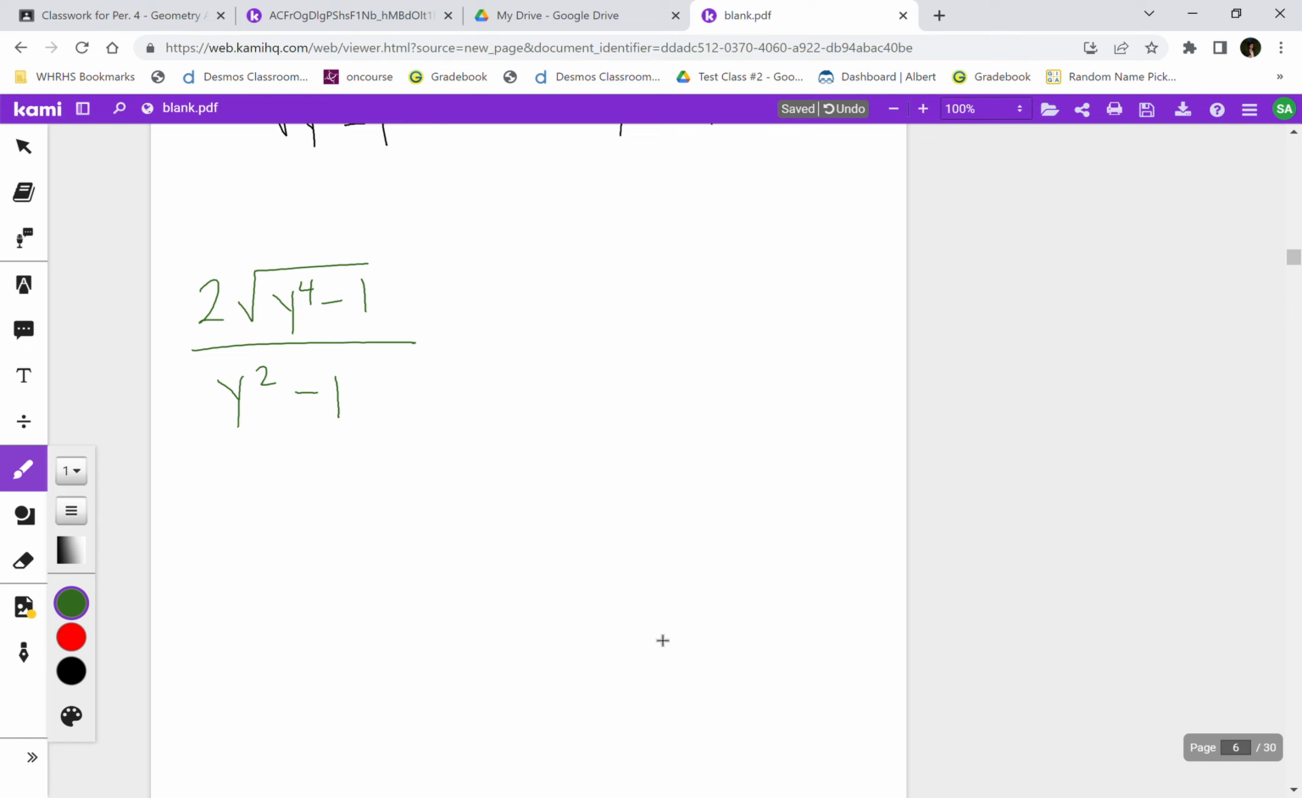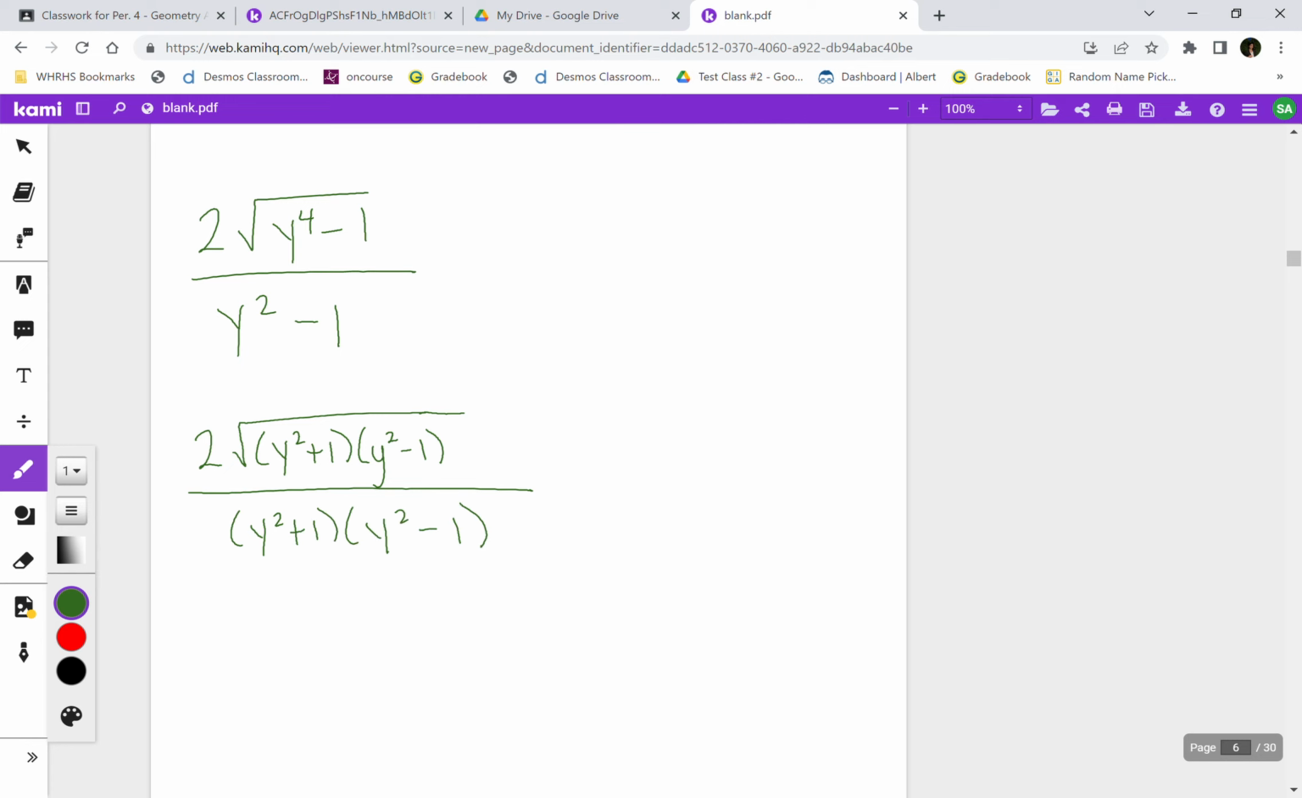Simon. 2 times the square root of y squared plus 1. Hold on. Say it one more time. 2 times the square root of, in parentheses, y squared plus 1, and in parentheses, y squared minus 1, over y squared plus 1 times y squared minus 1. Okay, did anybody get anything different? I got the same thing as the first one, except it was y to the 4th minus 1 on the bottom.